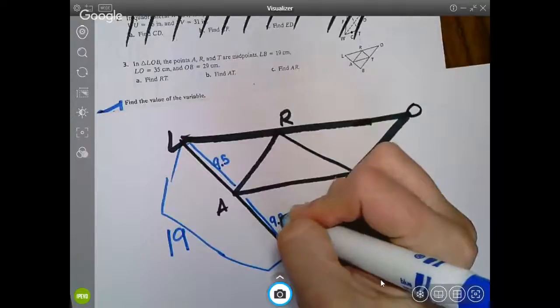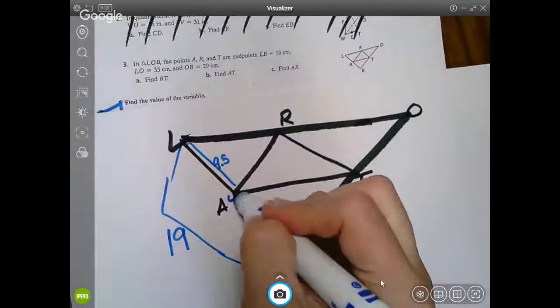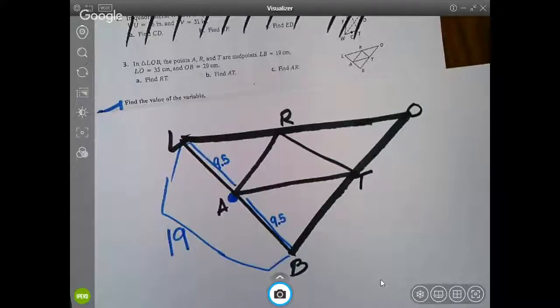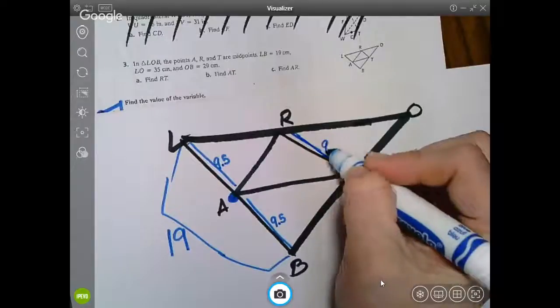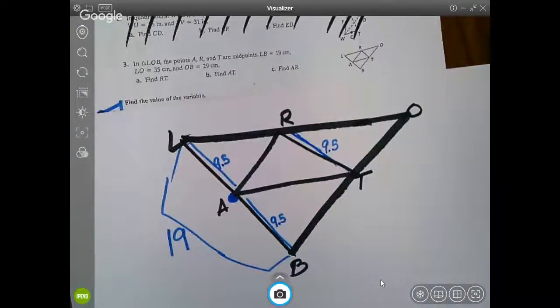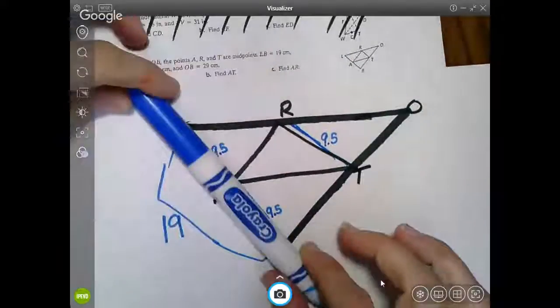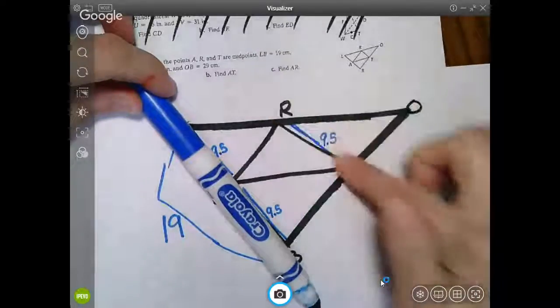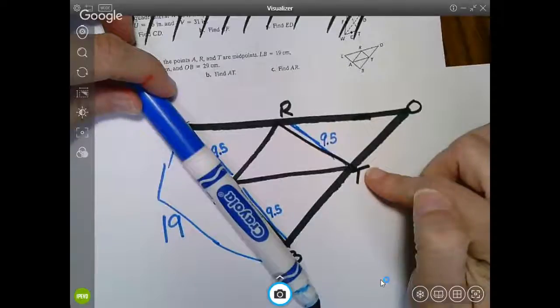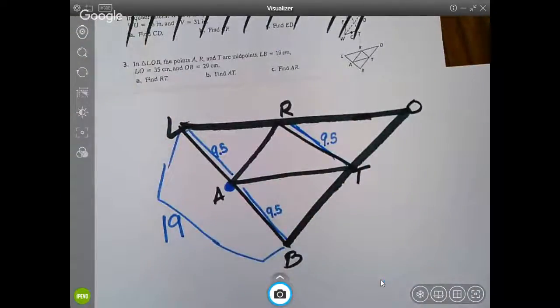Because remember, this A stands for midpoint. So mid is we divide by 2. Does that mean R to O? Not R to O. Which line is parallel to LB? This one right here, RT. Remember, it's always going to be the inside line that's not touching the outside line that you care about. So right now I care about this line right here. So the only line that's not touching the marker is this RT. 19 divided by 2 is 9.5. That's how we got that.